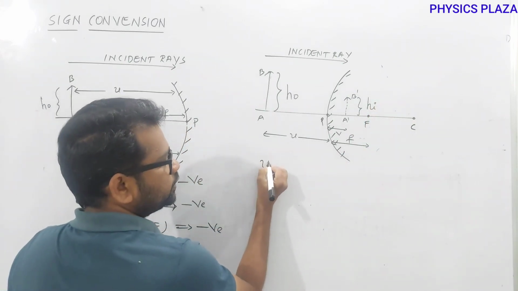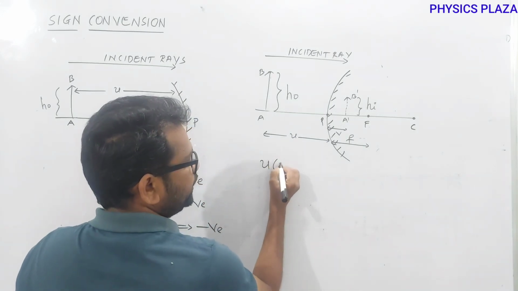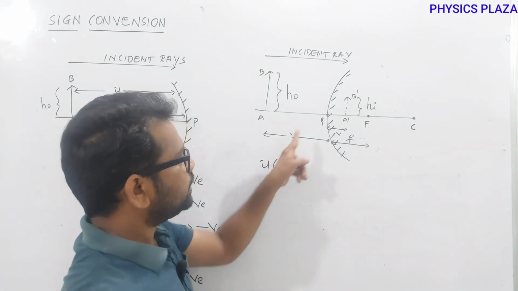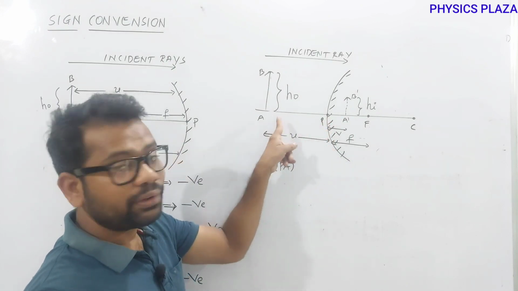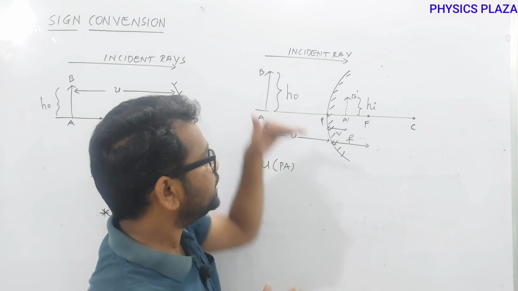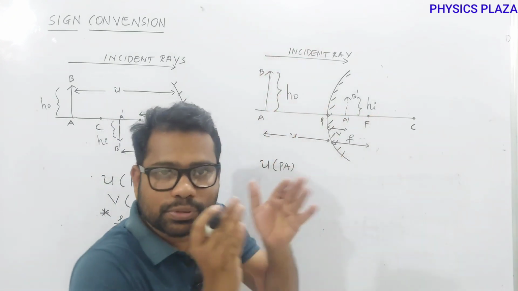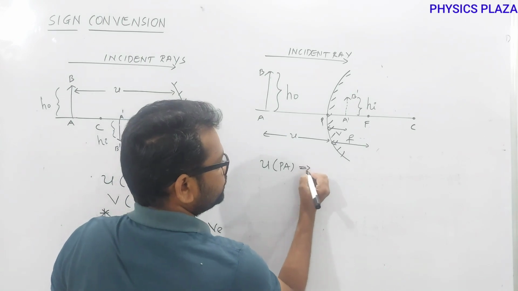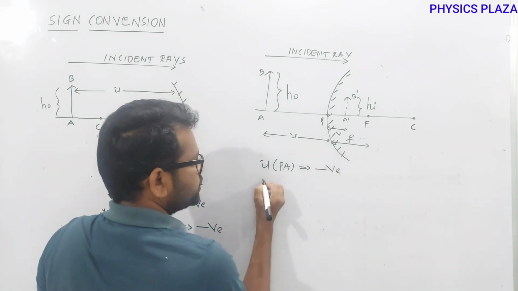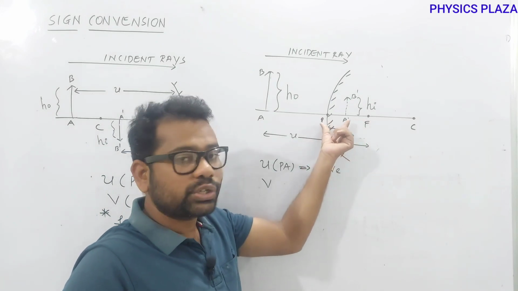Now object height, from where should we measure? We should measure from the pole only. That is, we should take P to A only. But as we measure from P to A, we are moving up, in the direction opposite to the incident ray. The incident ray is going like this, but we are moving in this direction. That is the opposite direction, so it is negative only.